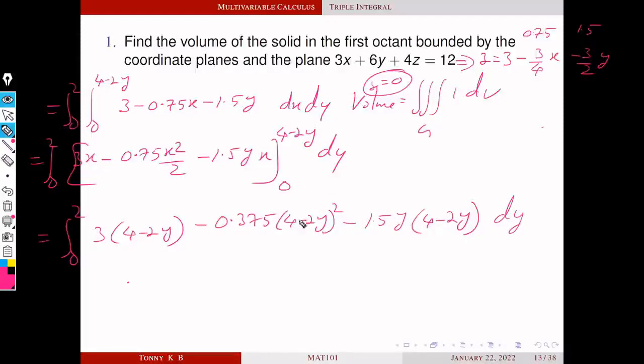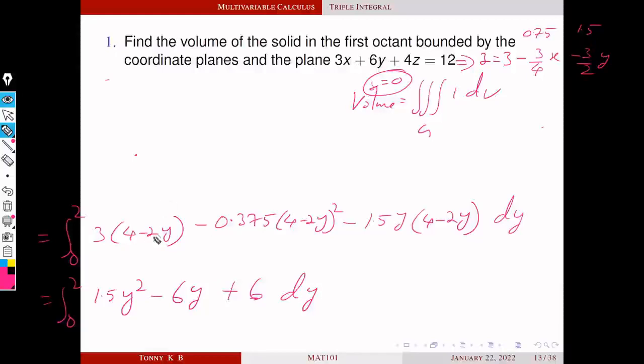dy. Next you have to expand this (4 minus 2y) whole squared and simplify it. Also you can expand this bracket. So expand all the brackets and simplify. Upon simplification the integrand is 1.5y squared minus 6y plus 6 dy. Next you have to integrate with respect to y. So this becomes 1.5 y cubed by 3 minus 6 y squared by 2 plus 6y, from 0 to 2.